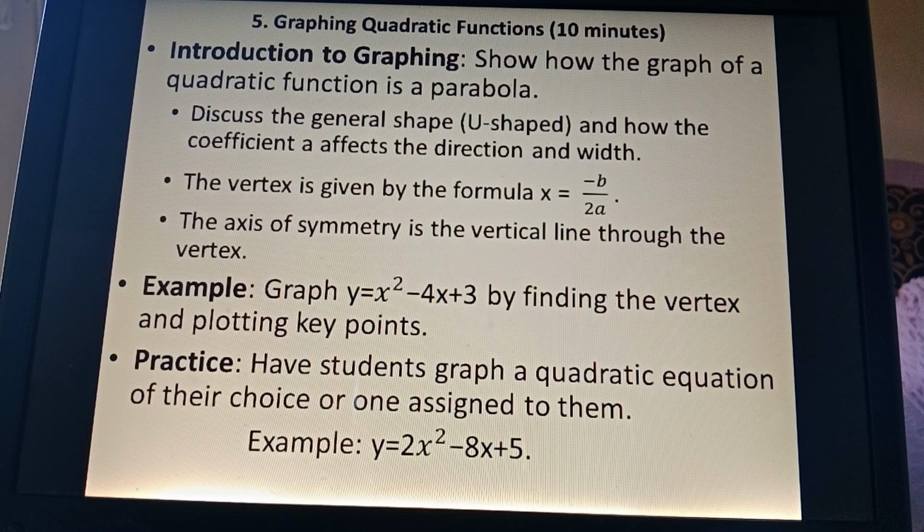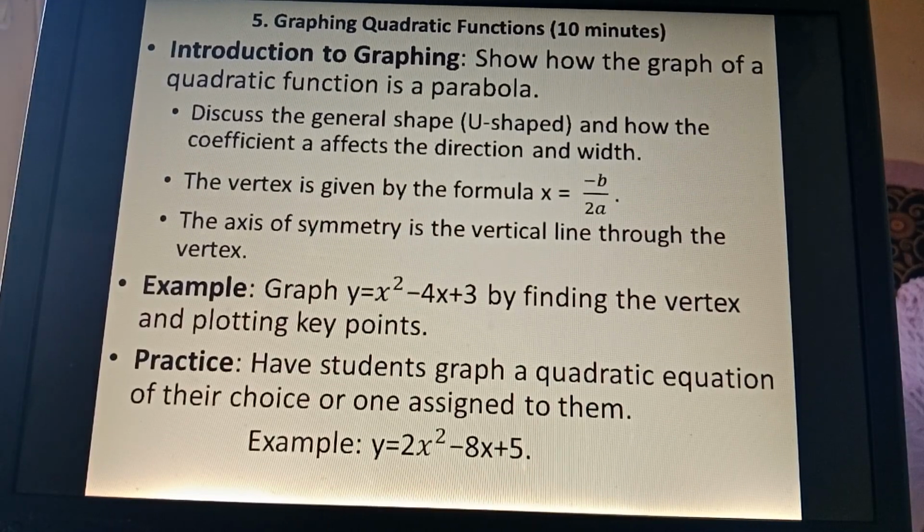Graphing quadratic functions will take 10 minutes. Introduction to graphing. Show how the graph of a quadratic function is a parabola. Discuss the general shape, U-shaped, and how the coefficients affect the direction and width. The vertex is given by the formula x equals negative b over 2a. The axis of symmetry is the vertical line through the vertex.